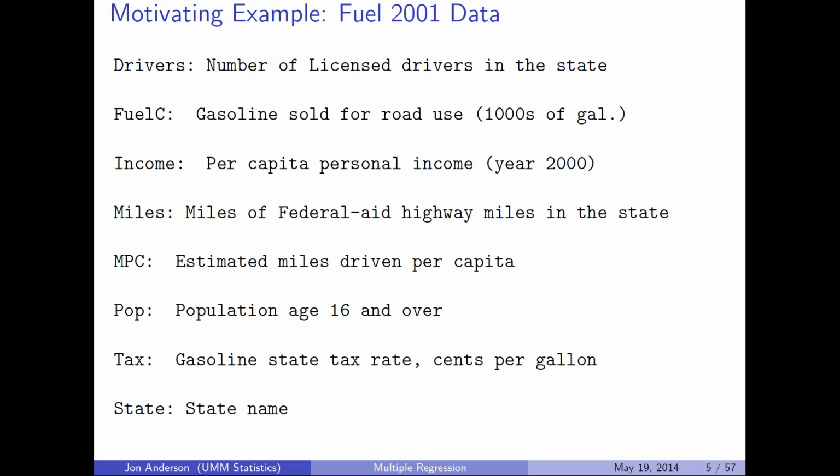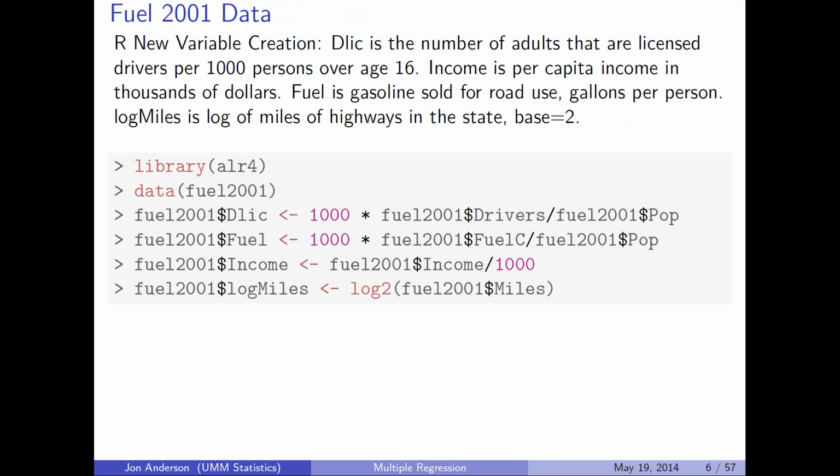Our motivating data example is going to be some fuel consumption data from 2001. There's going to be gasoline sold, income. The data cases here are going to be states in the United States, and so we have information about fuel consumption, income of the state, how many miles of federal highways there are, the population of the state, tax, and state name. And this is just some of the information in the Fuel 2001 data frame, which is in the ALR4 library.